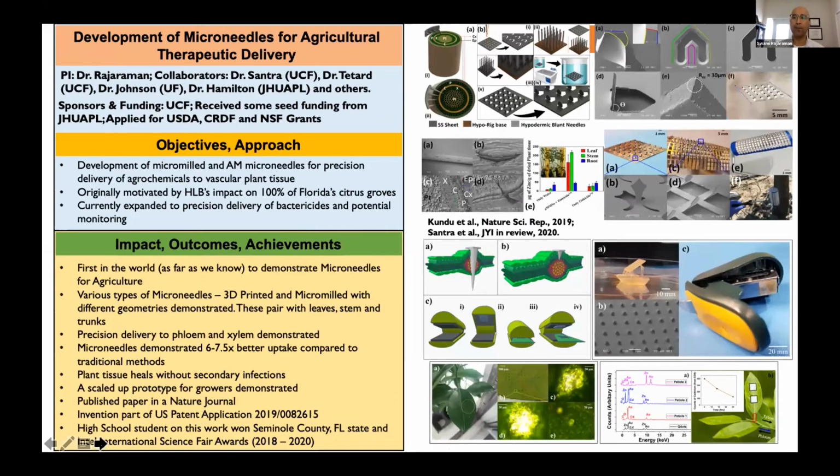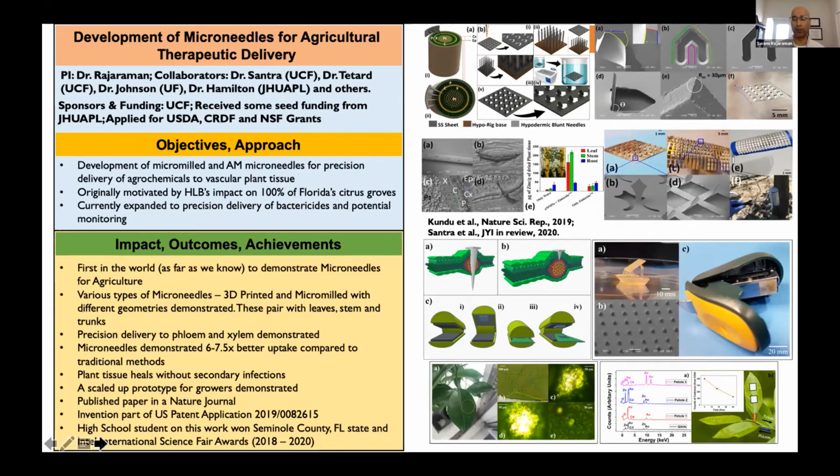A real quick example on the agricultural application. So this is the delivery thing that we were talking about. There are all these efficient bactericides and insecticides that have to be delivered into plant tissue, but typical soil drench and foliar applications are just not sufficient for the amount of uptake that is required to treat some of these bacterial infections. So we came up with the idea of using microneedles, and I believe we are the first, as far as we know, to have demonstrated microneedles for plant-based applications.